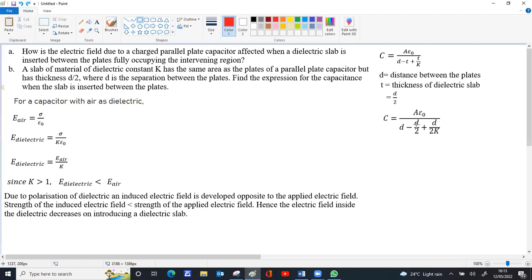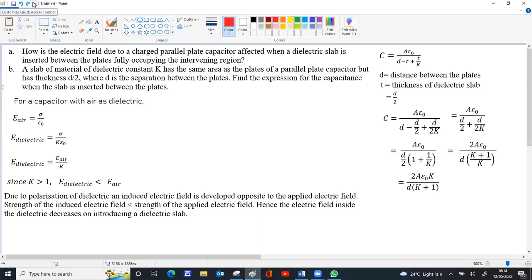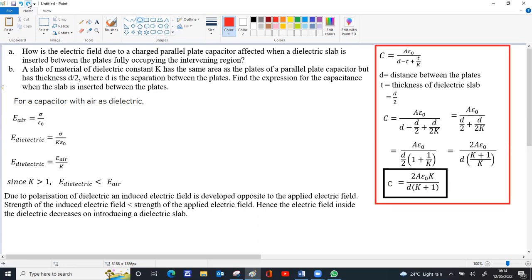So D minus D by 2 plus D by 2K. D minus D by 2 will be D by 2. You can take D by 2 common, so D by 2 comes out, 1 plus 1 by K. Now take LCM, K plus 1 by K. So the K will go on the top, and the D by 2, the D also goes on the top. So 2 A epsilon 0 K by D into K plus 1. That's the final capacitance when it's half filled with dielectric. That's the B part. This is the A part.